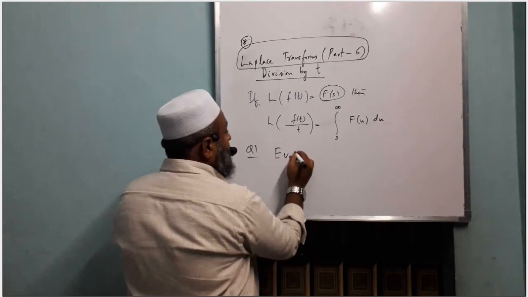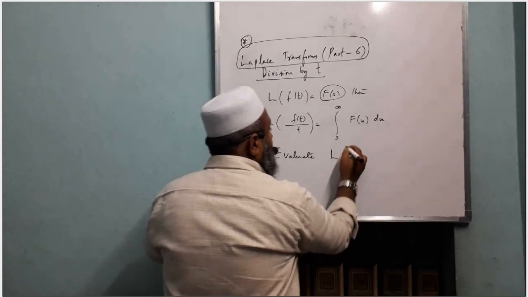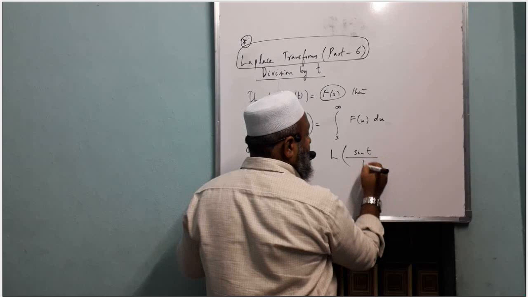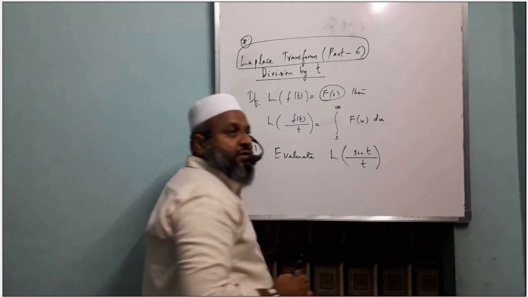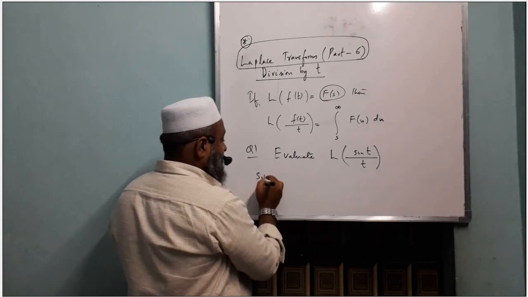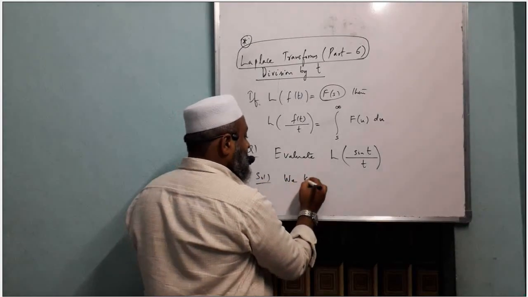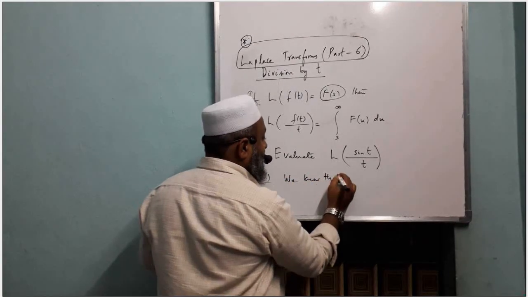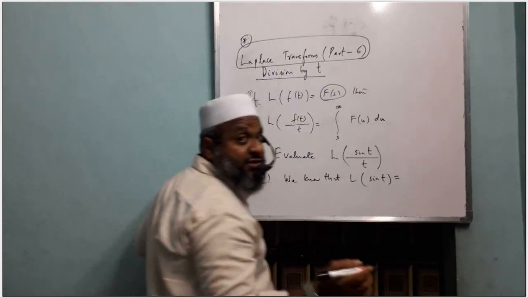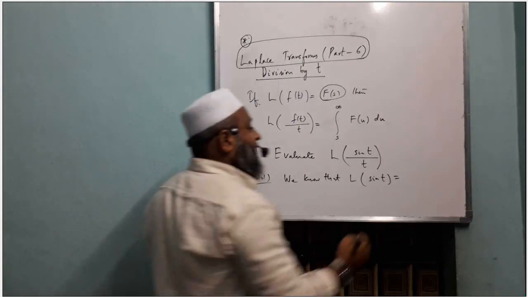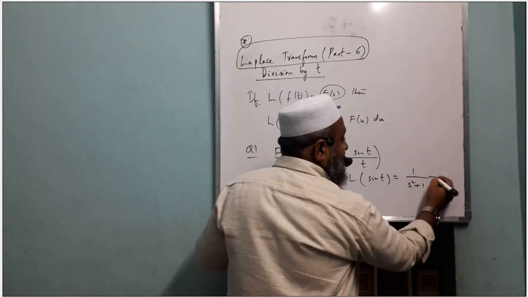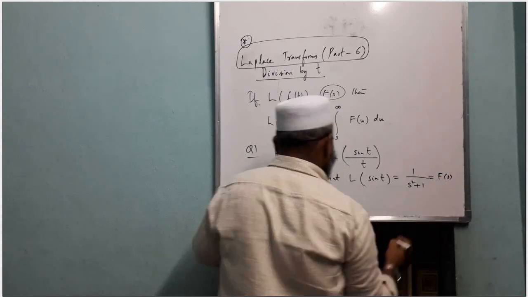Evaluate L of, that is the Laplace transform of sin t divided by t. Now we know what is L of sin t. Okay, let us do it now. We know that L of sin t, if you don't know this one, you see the part 1. Okay, fine. Now L of sin t is 1 by s square plus 1. That is nothing but equal to f of s.